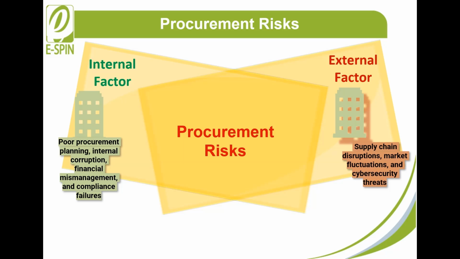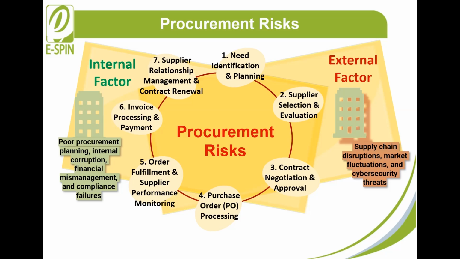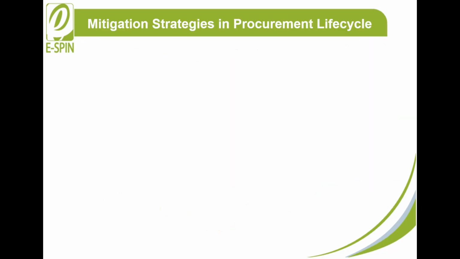Procurement risks can arise at any stage of the procurement lifecycle, impacting business operations and financial stability. Identifying and mitigating these risks early is essential for maintaining efficiency and resilience. By implementing targeted mitigation strategies at each stage of the procurement process, organizations can improve supply chain resilience, enhance compliance, and reduce the likelihood of procurement-related failures. Here's how mitigation strategies are applied across different lifecycle stages.